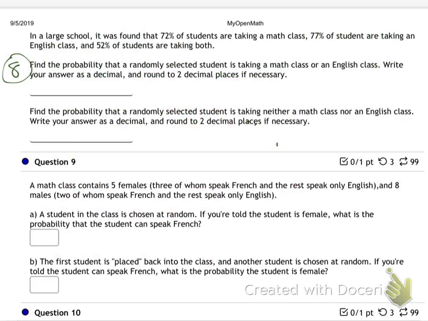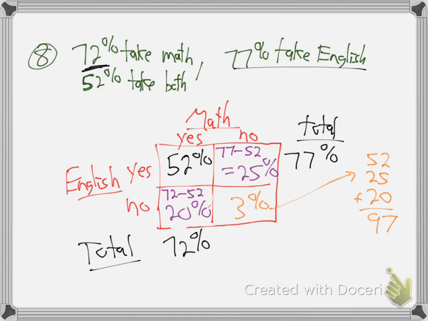All right, so what are the questions? Find the probability that a randomly selected student is taking a math class or an English class. So, let me write that out here. So, probability. This is part A, which is the first one. Probability that they're in math or English. So what's math or English? 97%. You good with the or?